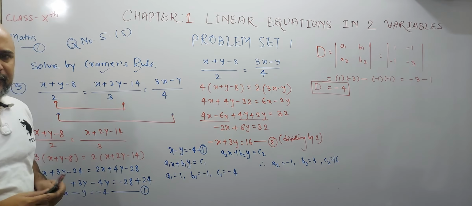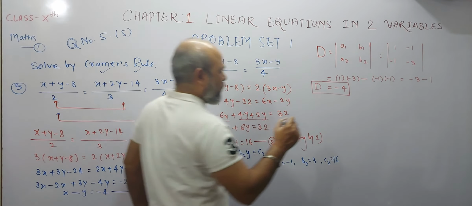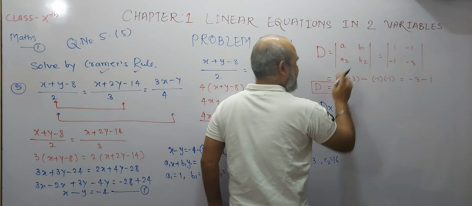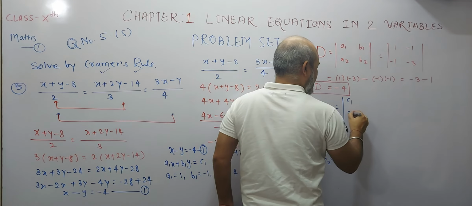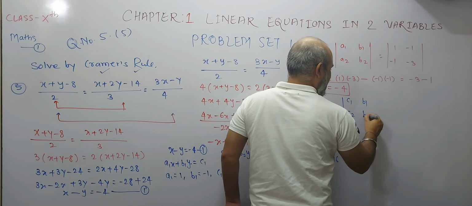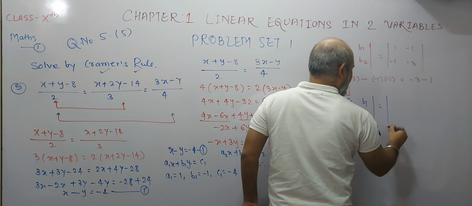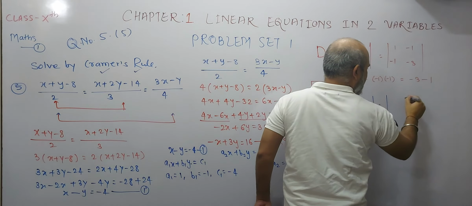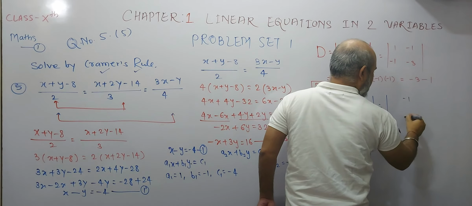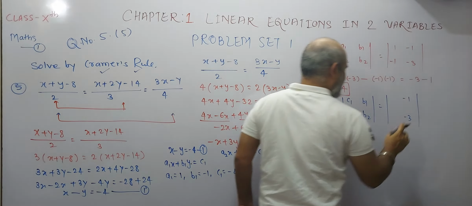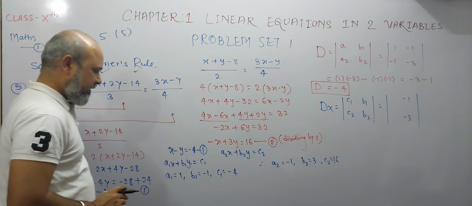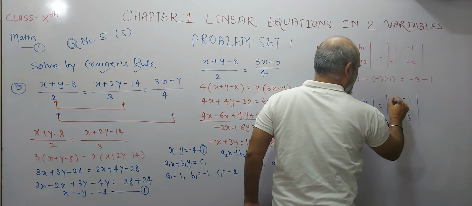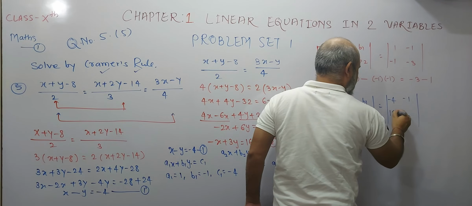Now we will find the value of dx. You will replace a1 and a2 by c1 and c2, and b1, b2 will be as it is. So b1 and b2 will not change. So I will write what is b1 and b2. b1 is minus 1 and b2 is minus 3. I will write c1 and c2. c1 is minus 4 and c2 is 16.